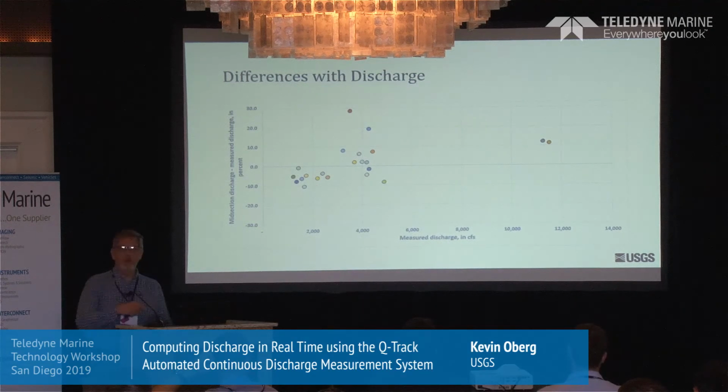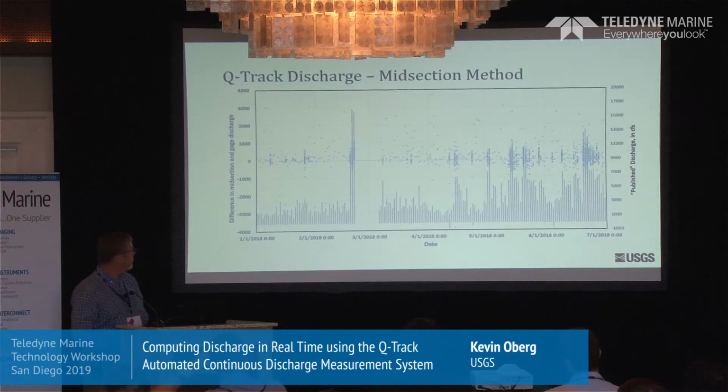The reason we don't is because we're only sampling at various points in time. If we detect a change in discharge, then we're activating the QTrack system, and that may not be the best strategy, which I'll talk about at the end here.